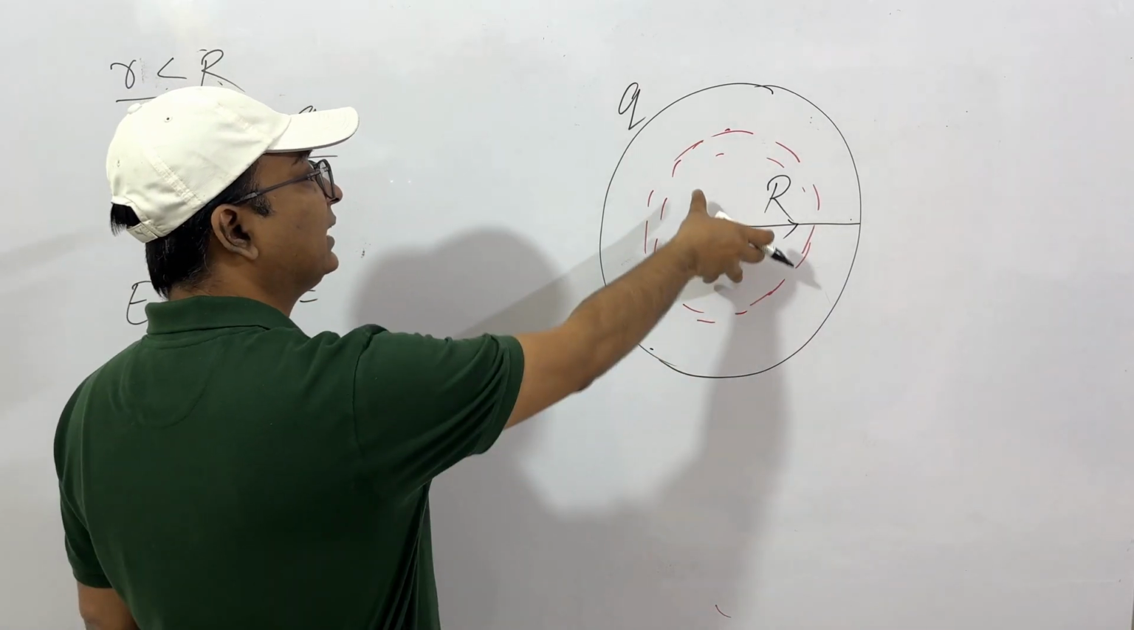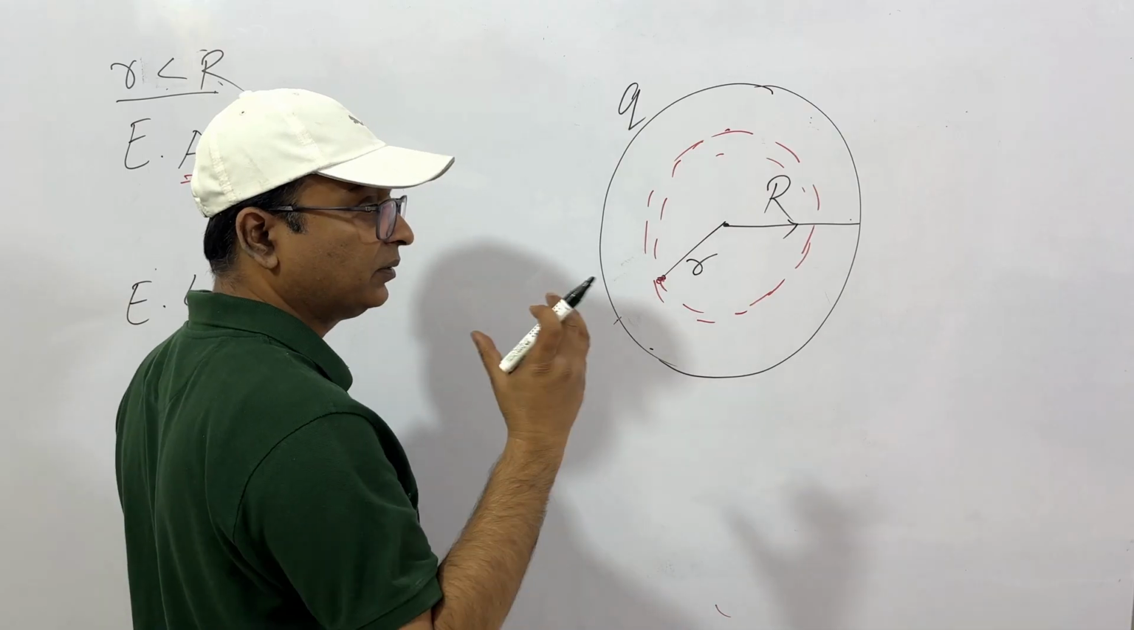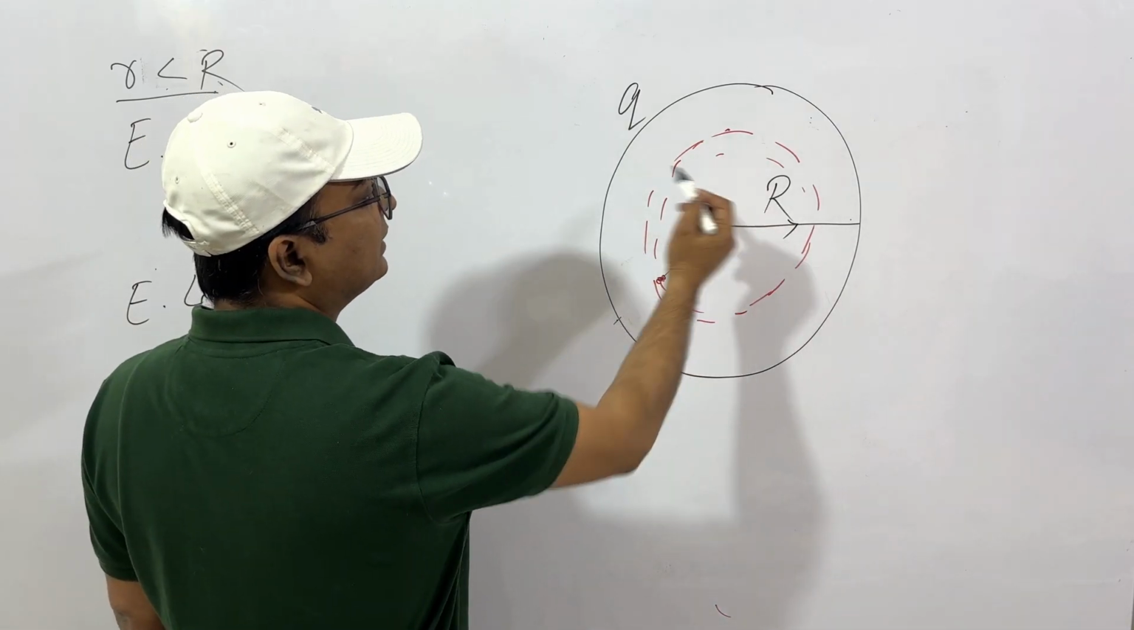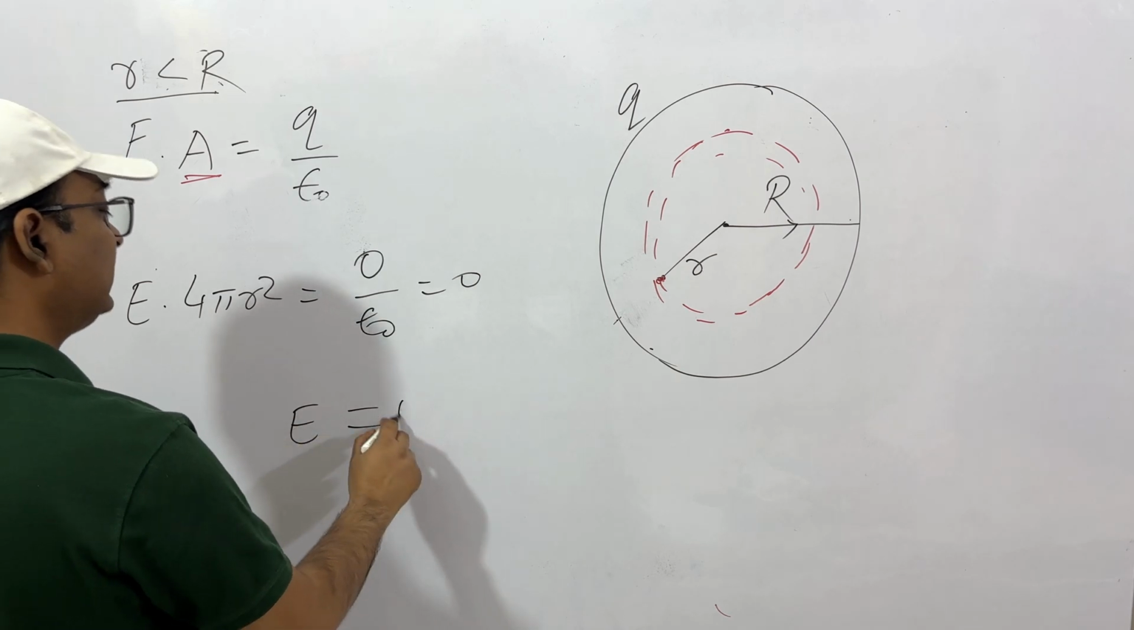But do we have any charge inside it? This is hollow. Charge is spread on the surface of the spherical ball. Inside this, the charge is 0. So this is 0 by epsilon 0. That is 0. So the electric field inside it is 0.